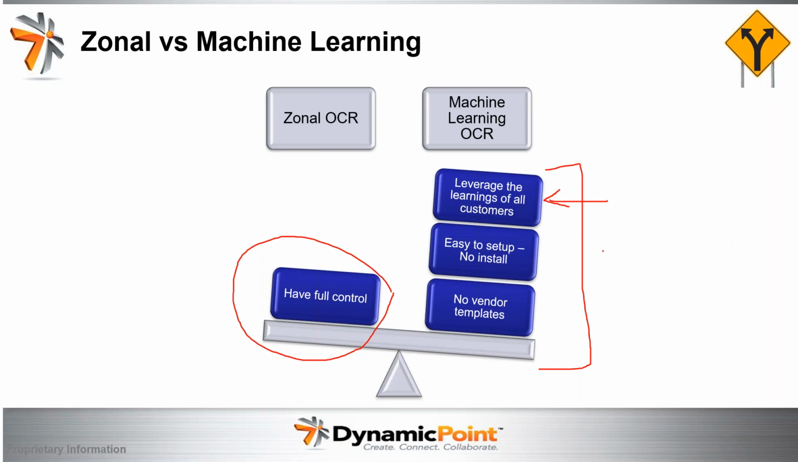So it's easy to set up and install. There are no vendor templates, which in itself is a huge advantage, because vendor templates are quite a lot of maintenance, and depending on how many vendors you're doing business with, that could be a lot of effort to set up. So those are the advantages of this. It's very much more of a black box: I submit an invoice, and it gives me the results. Zonal is typically within my control.